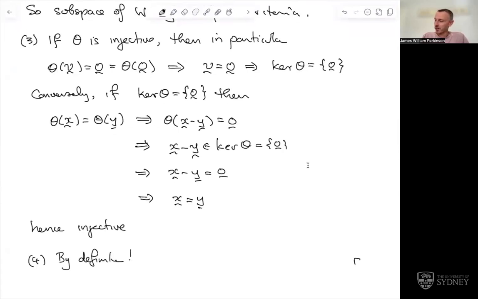Number 4 was saying you were surjective if and only if range equals codomain, or image equals codomain. That's actually the definition.